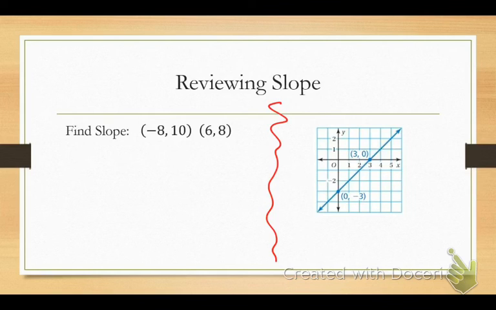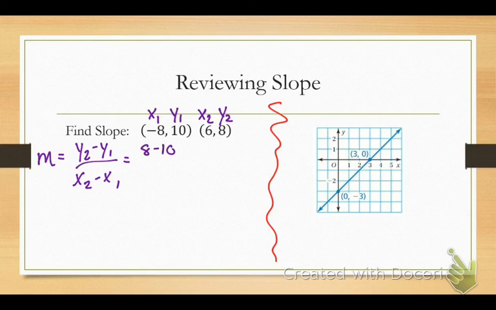All right. What is my formula? Let's say it together. M equals y2 minus y1 over x2 minus x1. All right. Now let's say the sequence together. x1. What comes next? y1. Then x2, y2. Someone raise your hand and tell me, what would you subtract on top? Jada? 8 minus 10. Very good.